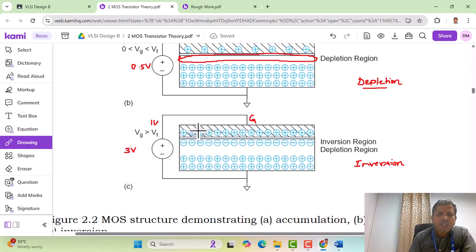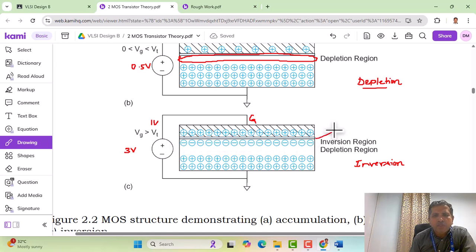And now the upper plate has a substantial amount of positive charge, because the positive charge has increased in the polysilicon gate. Below, we can see that all the positive charges that were here are pushed downwards, as in the case of the depletion mode. But now, since a large positive voltage is applied to the polysilicon gate, the minority carriers in the p-type body, which were electrons, have now occupied the region below the silicon dioxide.